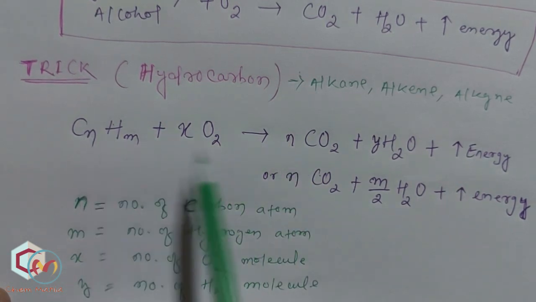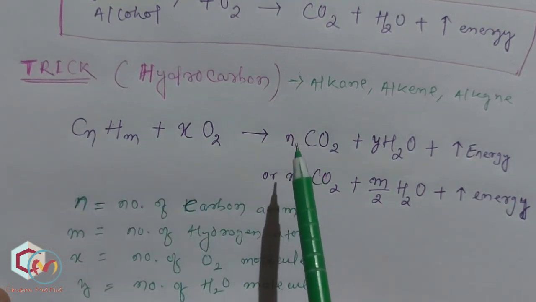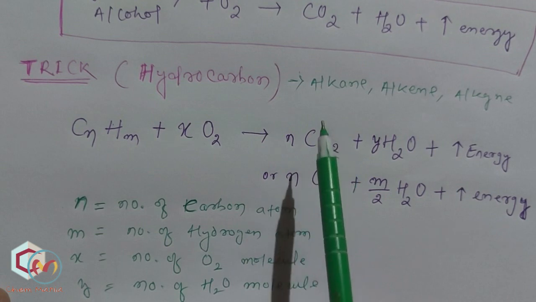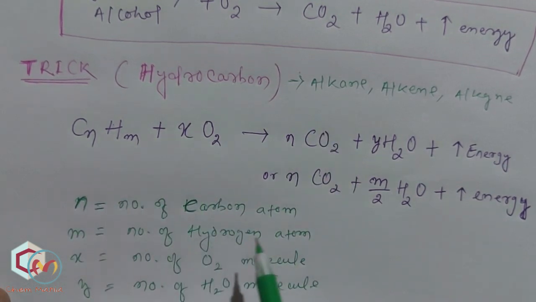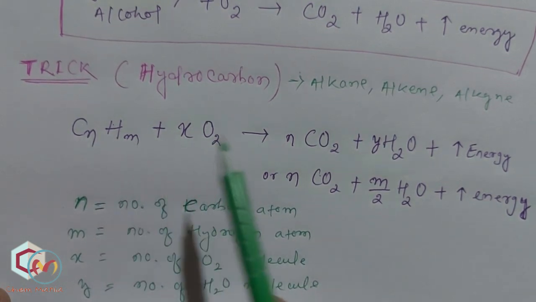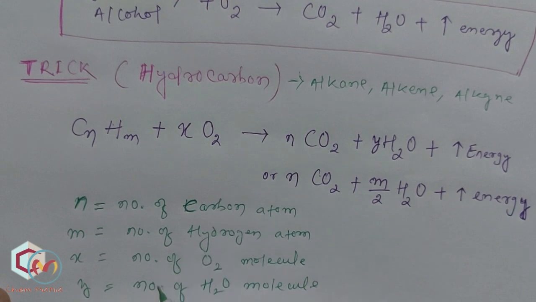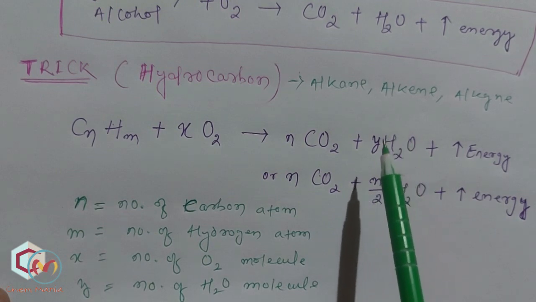So the number of carbon atoms present here will be equal to the number of CO2 molecules it will release. And m is the number of hydrogen atoms present over here. And y here is the number of water molecules.